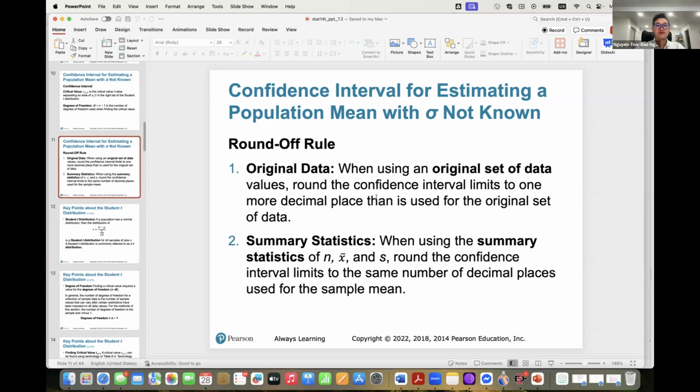Now we move to the round off rule. This is for the last step, to round off the number, right? Original data: when using an original set of data values, round the confidence interval limits to one more decimal place than is used for the original set of data. And the second rule, summary statistics: when using the summary statistics of n, x bar and s, round the confidence interval limits to the same number of decimal places used for the sample mean.